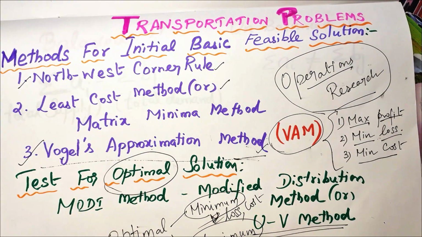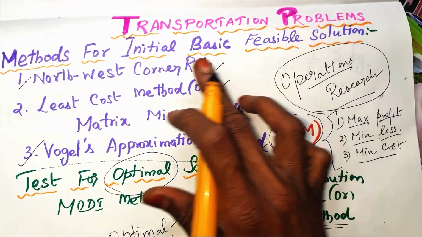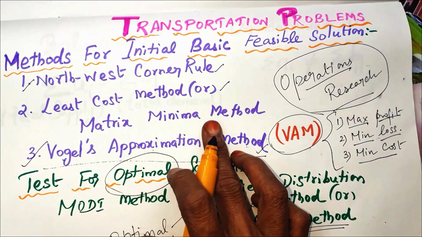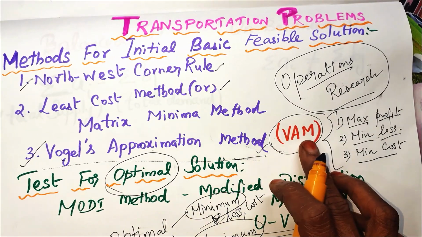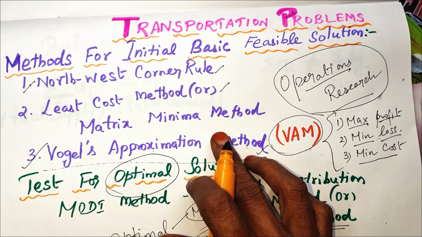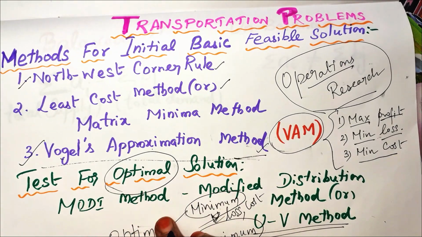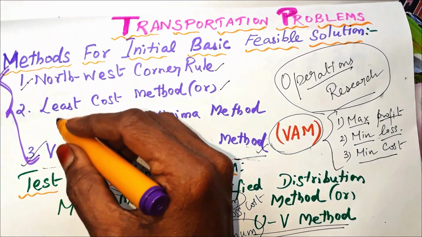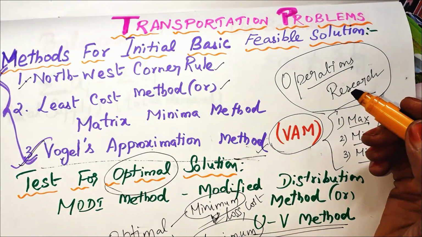In my previous video, I have explained how to find the initial basic feasible solution using three methods: northwest corner rule, least cost or matrix minima method, or Vogel's approximation method. In short, we call that as VAM. If you want, you go through that video, and here for finding the optimal solution, we have only one method, which is Modi method. In my video itself, I have explained out of these three, Vogel's approximation method, VAM, will give the best initial basic feasible solution.